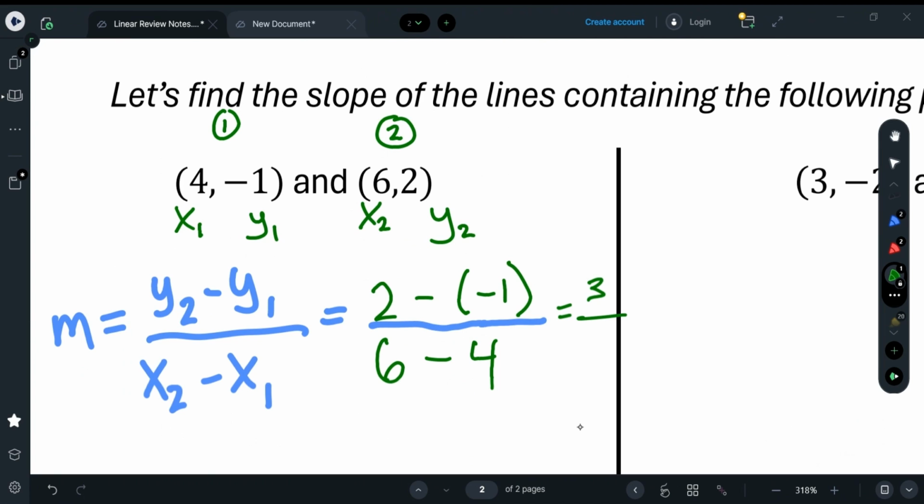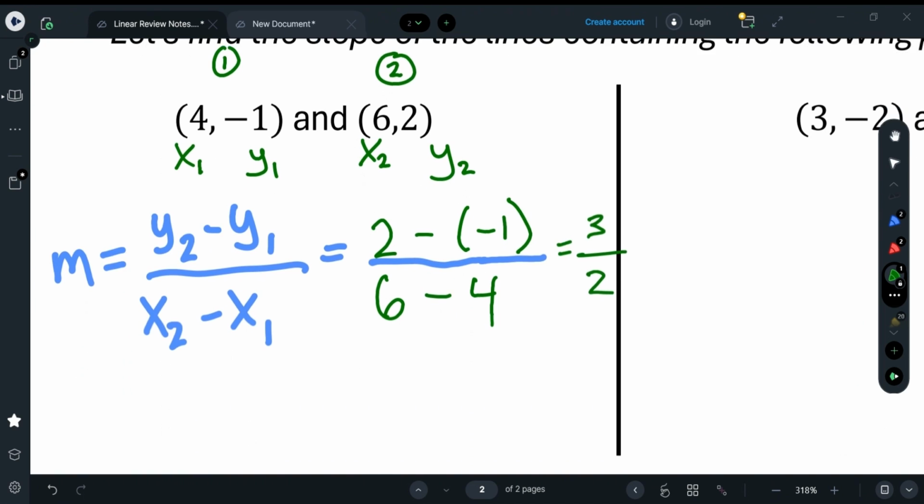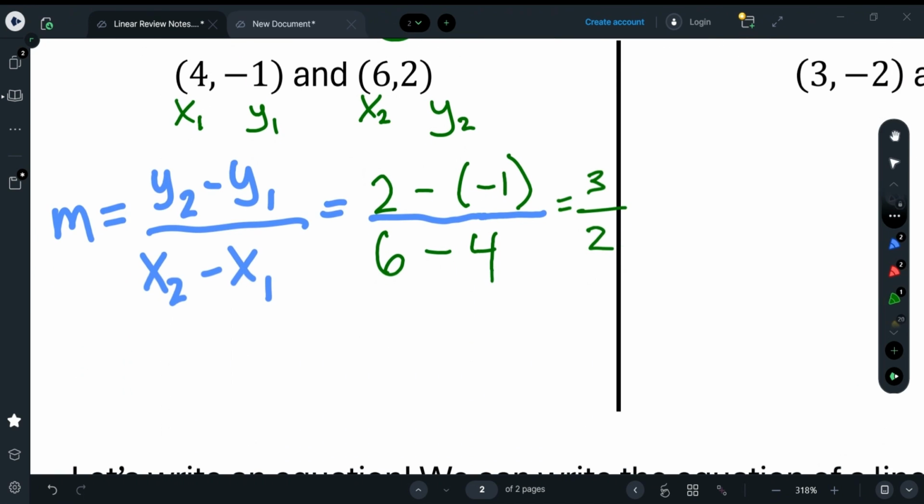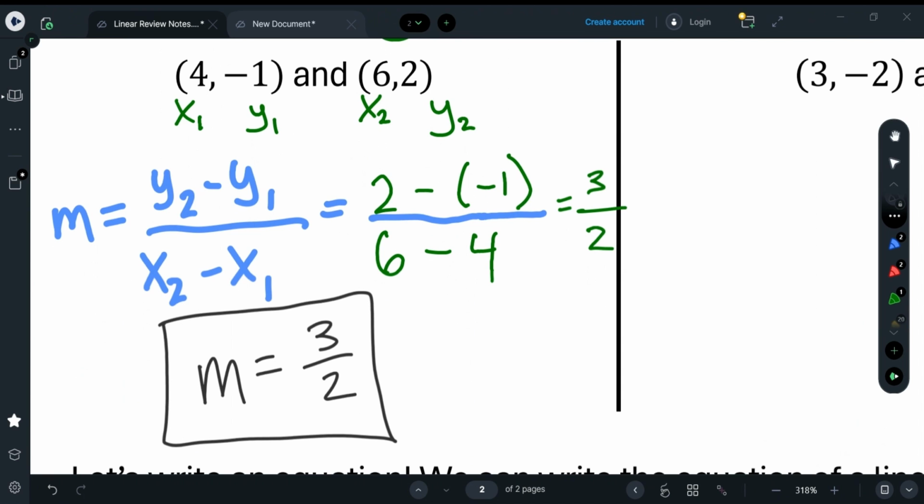On the bottom, we've got 6 minus 4. 6 minus 4 is a 2. So this is our answer, 3 over 2. I'll write my final answer down here. M equals 3 over 2. If I were able to simplify that fraction, I would do so. However, 3 over 2 doesn't simplify. You could check it on Desmos. So we'll just leave this here. Final answer. Okay.